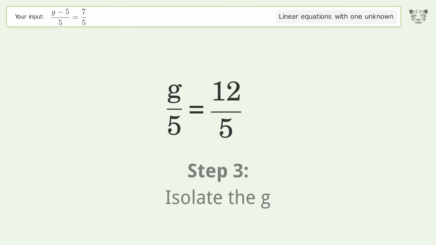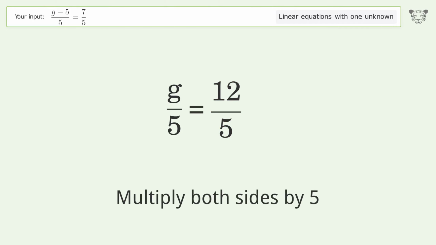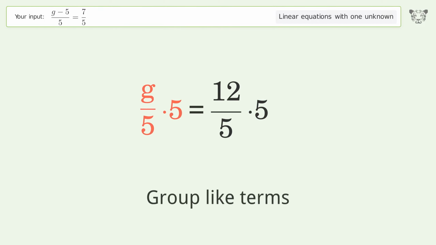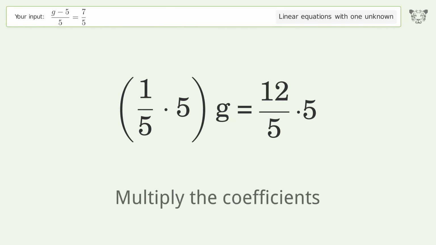Isolate the g. Multiply both sides by 5. Group like terms. Multiply the coefficients.